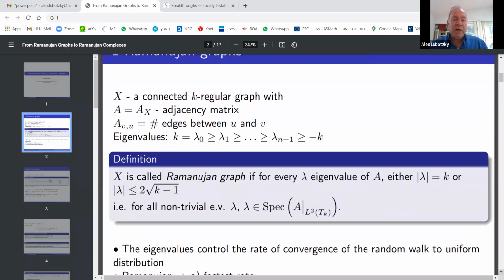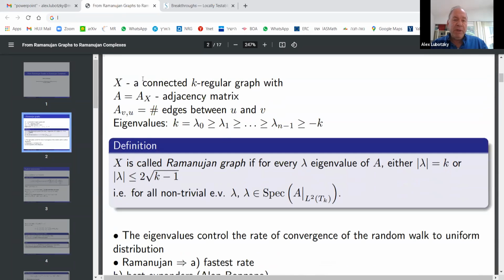So what are Ramanujan graphs? Let X be a connected k-regular graph, and usually a finite one, not necessarily, but usually we'll talk about a finite k-regular graph, let's say of order n vertices. Let A be the adjacency matrix. So this means that this is an n by n matrix, so that A_{uv} is the number of edges between u and v. Usually this just means 0 or 1. But I don't mind if you really want to allow multiple edges, etc.